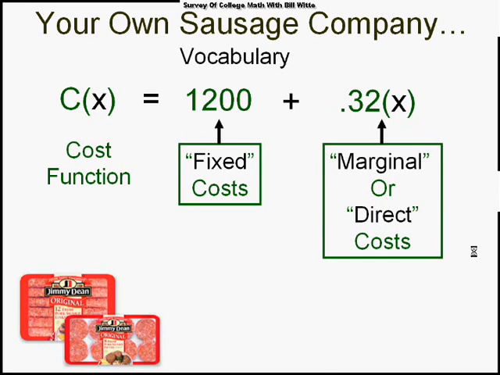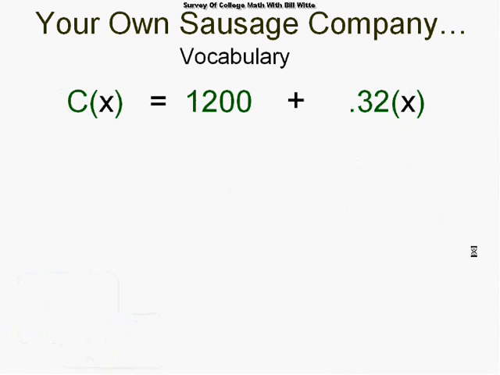So we're going to have a fancy word for that, the direct costs or the marginal costs. Our cost function in this case of making sausages is going to be the fixed plus the marginal, 1,200 plus 32 cents times x, or 0.32 times x. And we can use it to predict the costs depending on how many sausages we make.